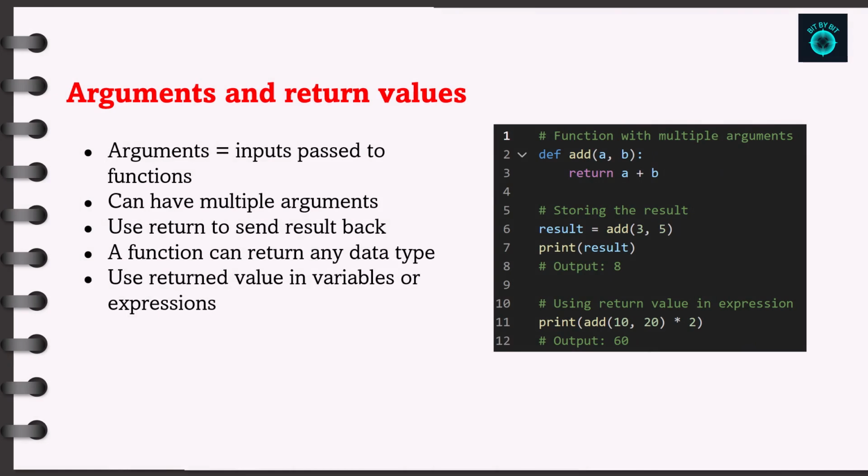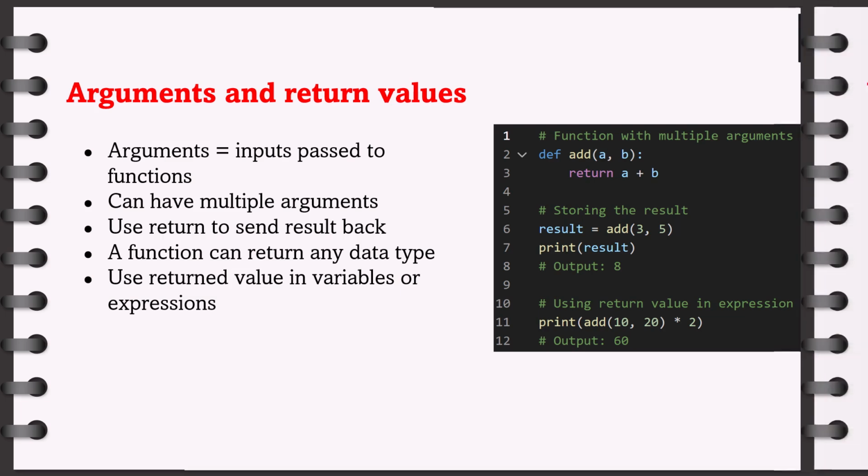Arguments and return values. Arguments are the values you pass into a function when calling it. These values are used by the function to perform its task. A function can accept one or more arguments. To send the result back from a function, use the return statement. The return value can be of any type, like a number, string, or even a list. You can store the return value in a variable or use it directly in other expressions.